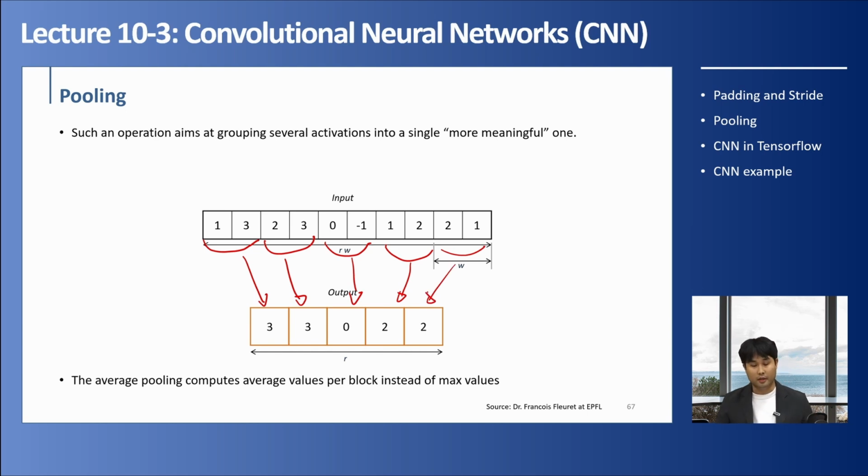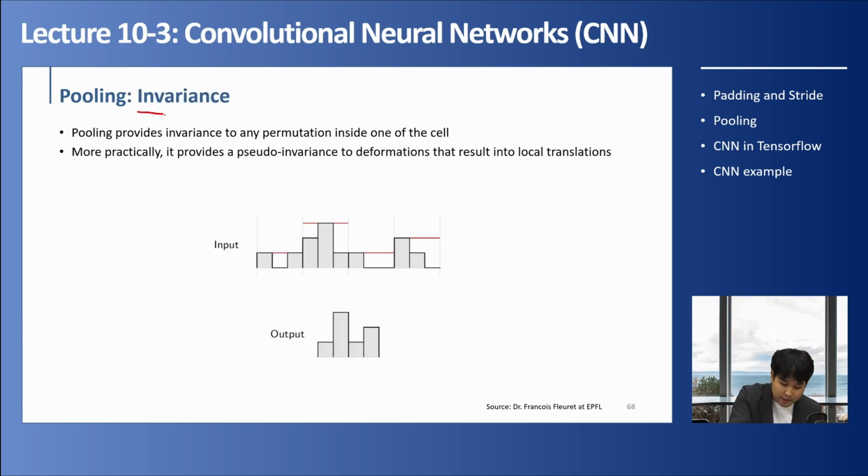And again, another example of pooling is average pooling, in which we take the average instead of simply computing the maximum value of the given window. So let's take a look at why pooling provides invariance to any permutation inside a given unit cell. So for example, let's say we have this cell over here and these subregions throughout the original signal. If we apply max pooling, we end up with the maximum value over here, here, here, and here. And the output looks like the following.